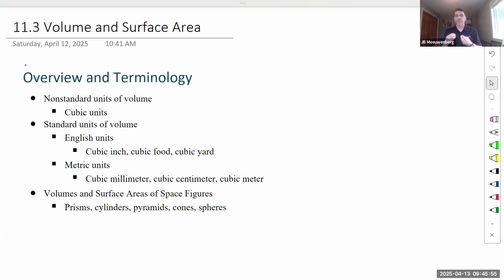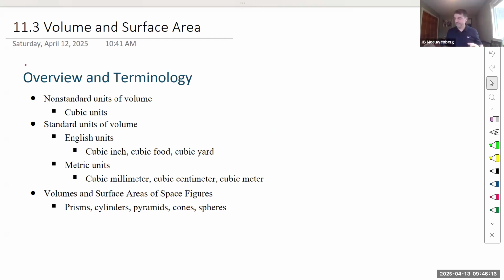I've got a nice sphere. And I'm even going to use a deck of Super Mario Brothers Uno cards to do some demonstrations as we go through this. So let's take a look at what we're going to be talking about in this section. Eventually, we're going to be developing some of the formulas we'll use. We'll start by talking about non-standard units of volume like we've done before. Then we'll go to the standard units we use in the English imperial system here in the United States, the metric system, and then how we actually go about calculating these things.